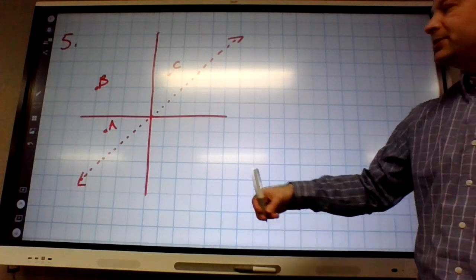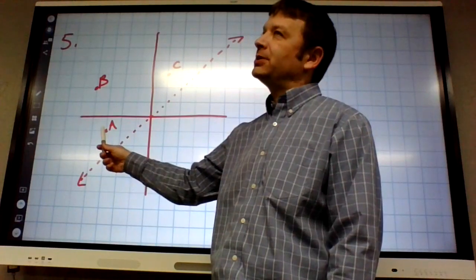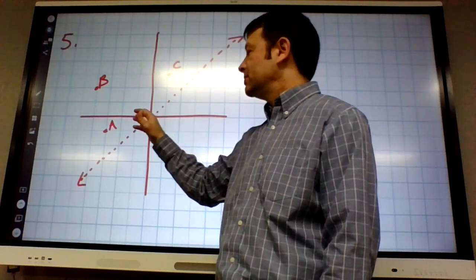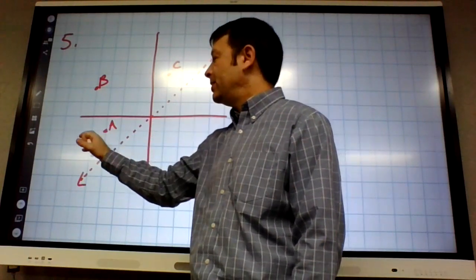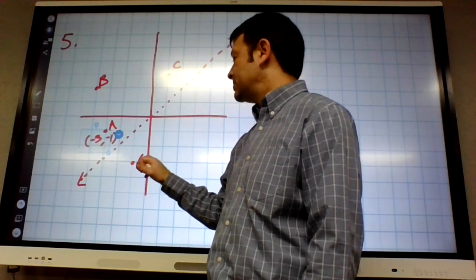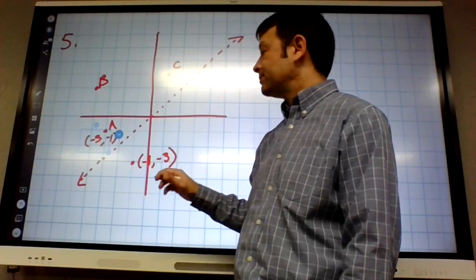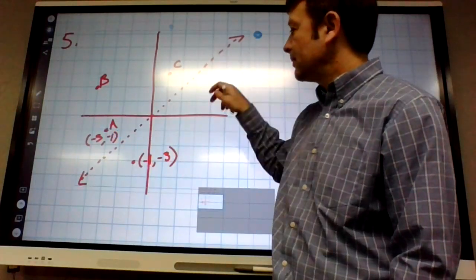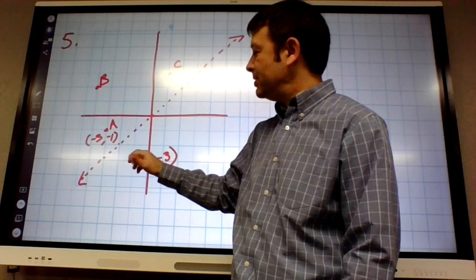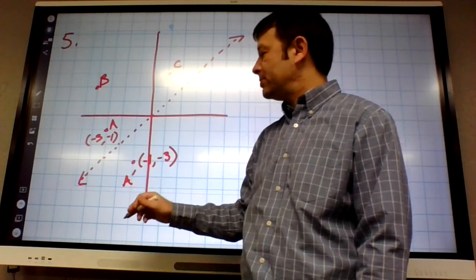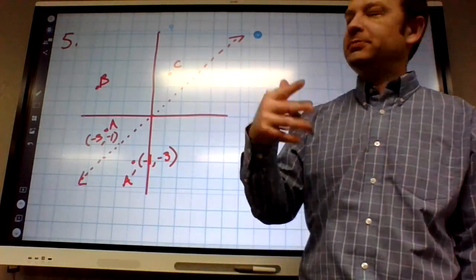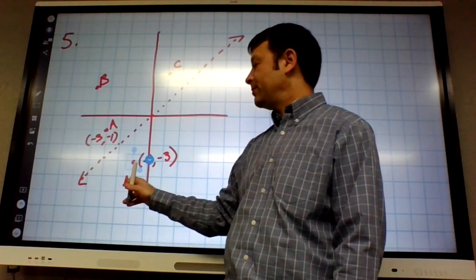If A is at -3, -1, where is its inverse point going to be? -1, -3. Does that make sense? So A was at -3, -1, so its inverse point is at -1, -3. Notice A jumps diagonal. The way they label it is they put a little apostrophe. It's called A prime, to differentiate it from A.